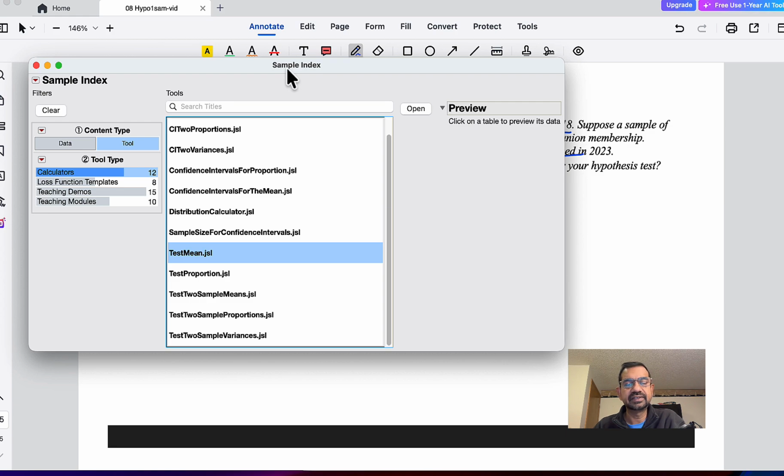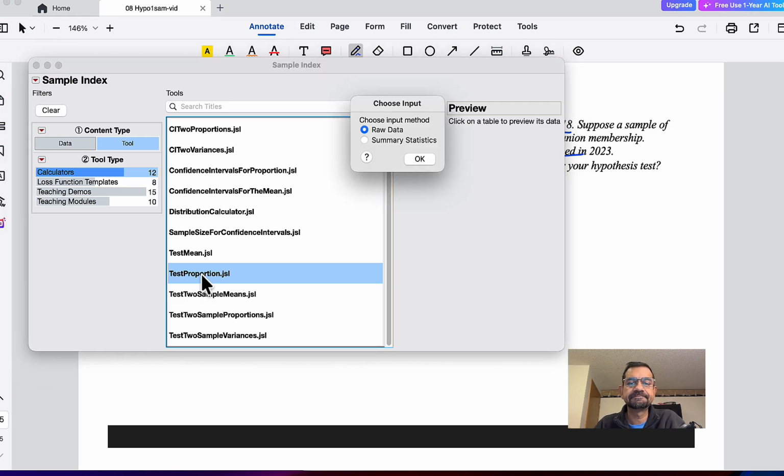So again, same process: sample index, tools, calculators. This time we'll conduct a test around a proportion. So we'll click on the test proportion option. It asks us if we have raw data or summary stats. Again, we have summary stats.